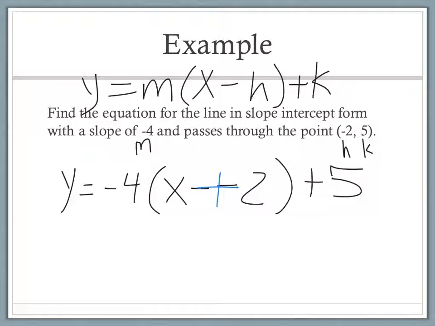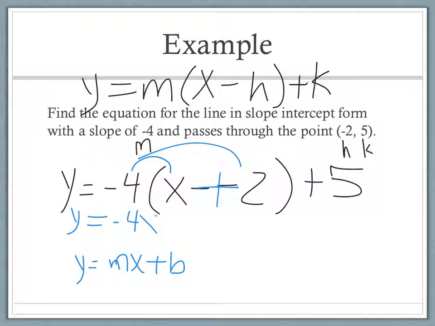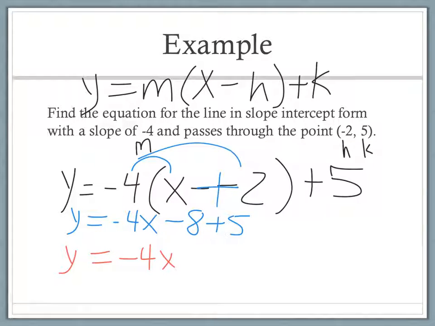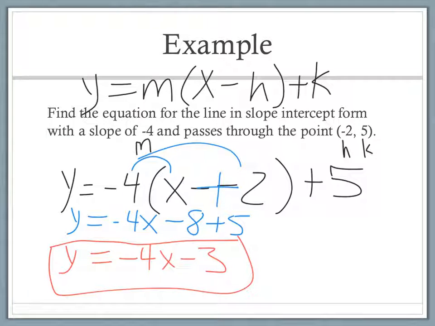Okay, now I want it to get to y = mx + b. So what I need to do is distribute. So we get y = -4x, the -4 times +2 is -8, then plus 5. Now we're going to need to combine our like terms as our last step. So I'd have y = -4x, and then -8 plus 5 is -3. So that's in y = mx + b form. That's slope-intercept, so that is my final answer. So let's look at another example.